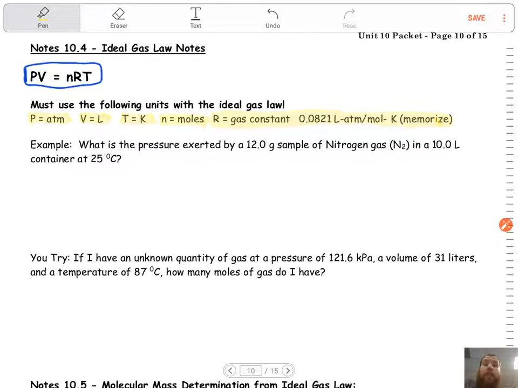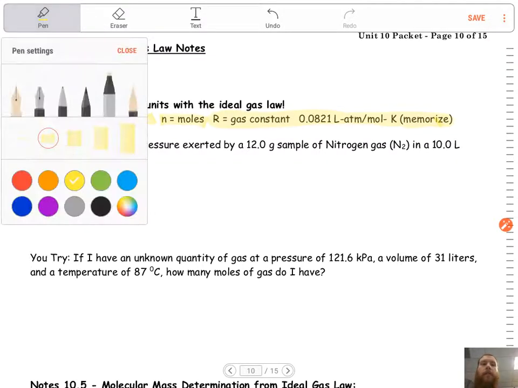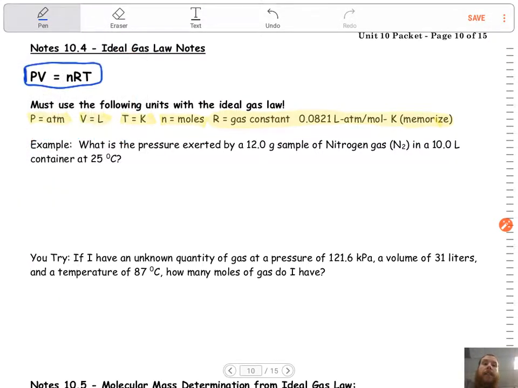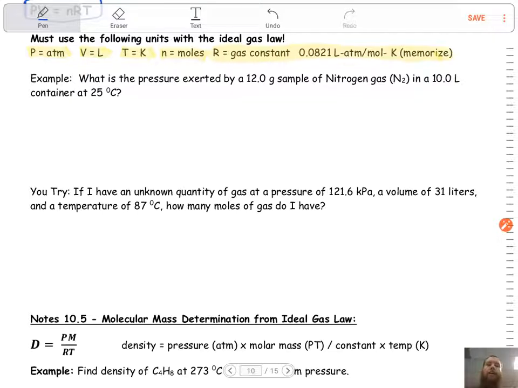Okay, other than making sure we have those right units, the rest is pretty easy, because we're going to be given 4 of the 5 variables, and we're going to be solving for the unknown. Okay, so let's dive right in. Again, being organized is key. You're going to see me work all my problems out, like I've said before, by writing down all my variables.